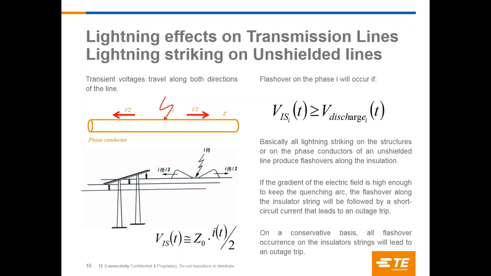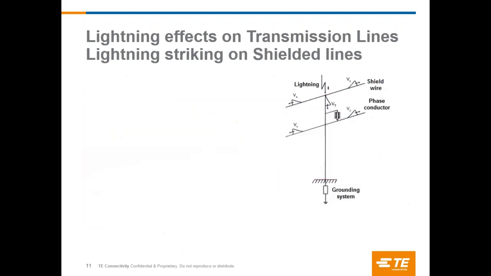In general terms, for conservative analysis, we consider in the lightning analysis that all flashover currents on the insulator strings will lead to an outage. So in summary, when lightning strikes an unshielded line, basically all lightning will produce flashover along the insulation, and on a conservative basis, this flashover will lead to an outage in the line.